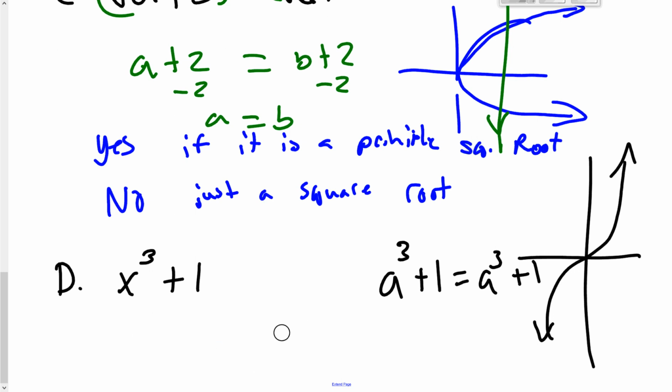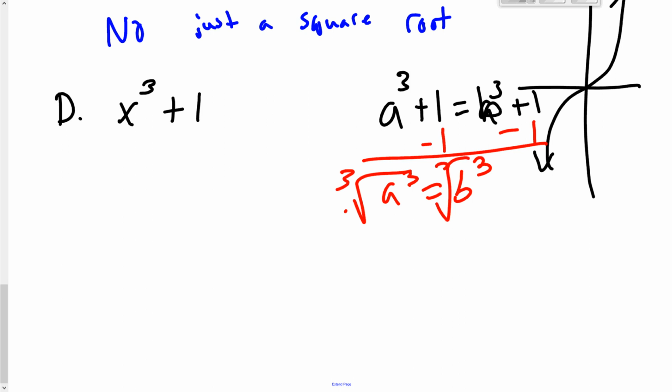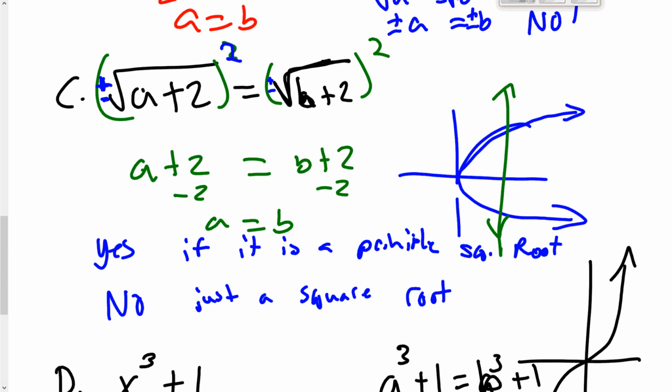Okay, and again, you can put your a and your b in there. B, not a. So an a and a b, and then you can subtract. So we get a cubed equals b cubed. So here, when I cube root both sides, I can cube root a number and get that. So if I cube root 8, the cube root of 8 is positive, right? Well, the cube root of negative 8 is negative. So here there's no plus or minus out front, right? So a does equal b. So this one does pass. Yes, 1 to 1.